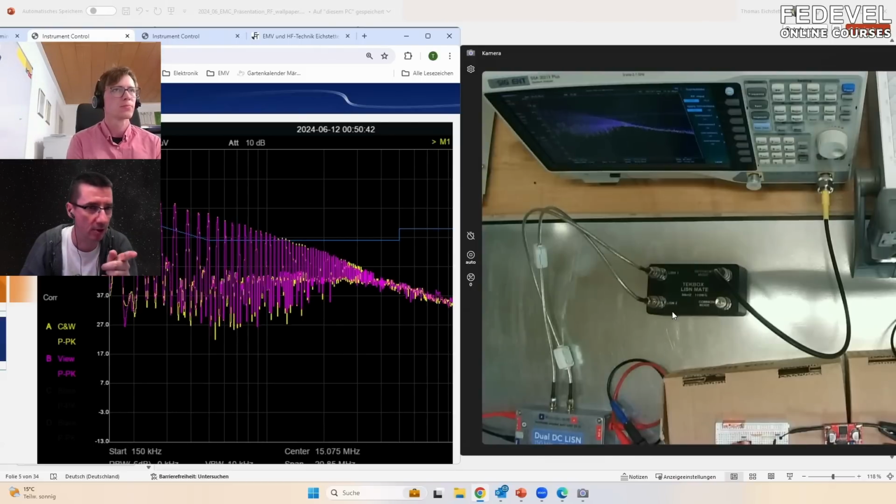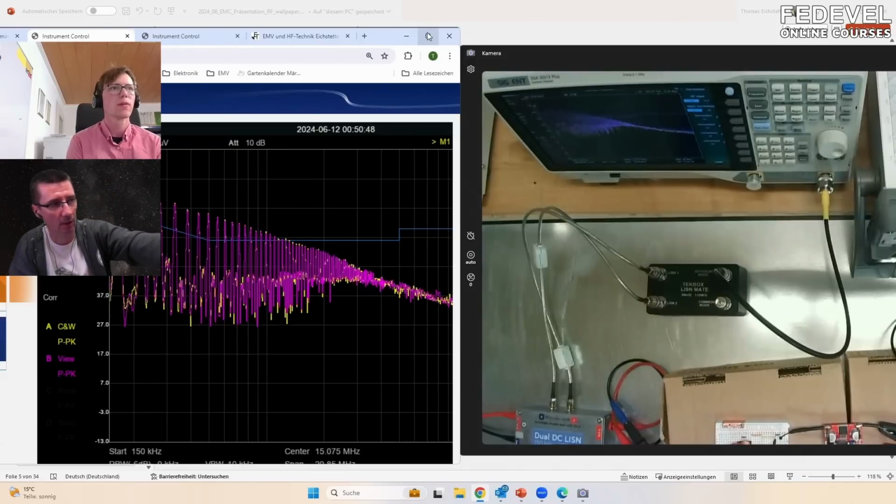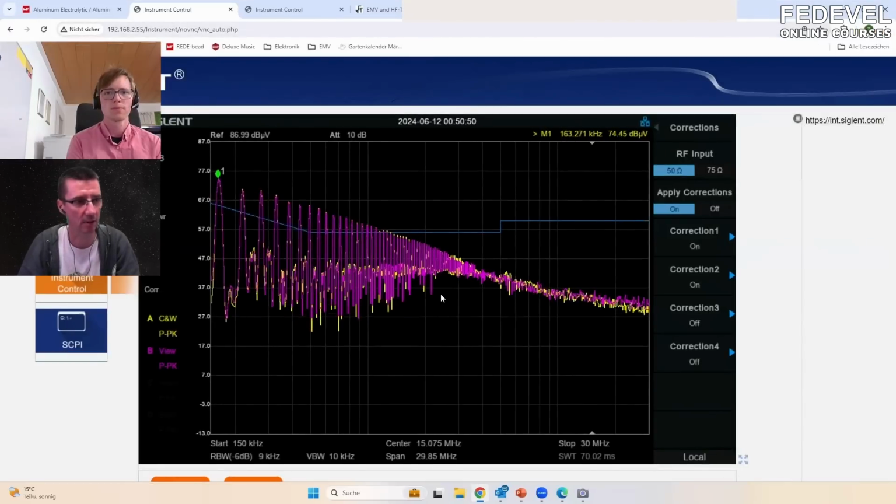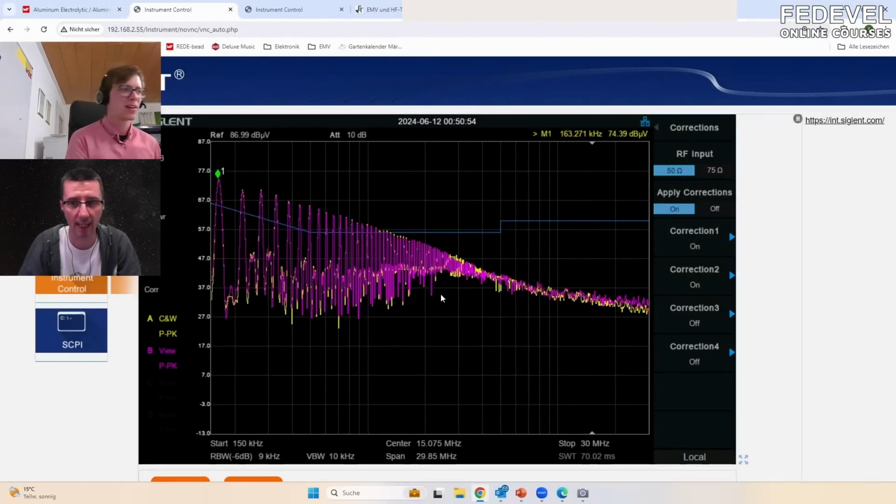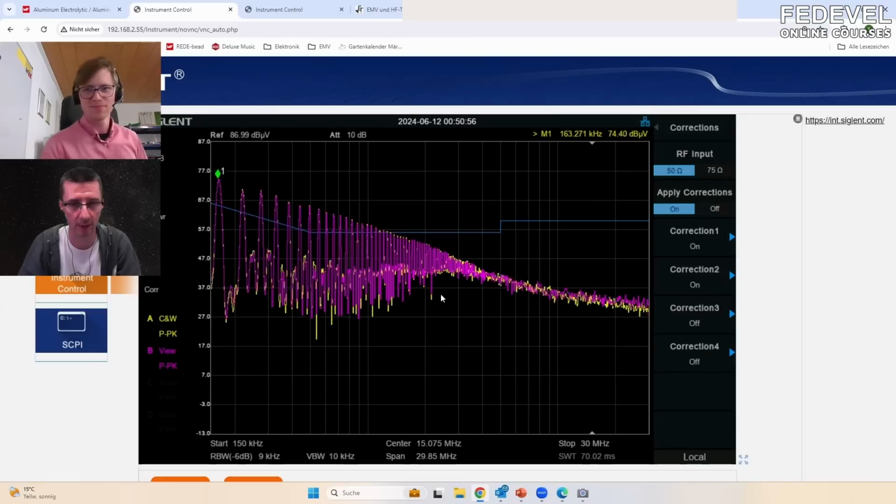Okay, so now you are measuring the differential mode? Yes, this is now differential mode. So does it mean the noise we have is mostly differential? It's actually only differential mode, yes. Okay, that's why there was no change when you were touching the PCB.